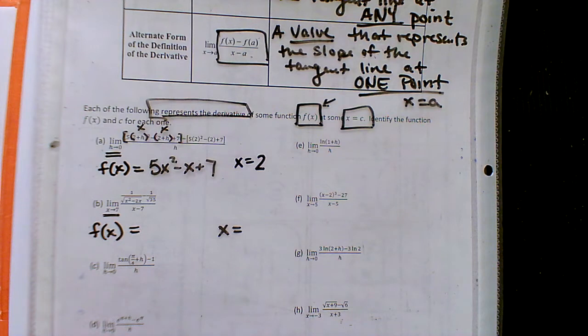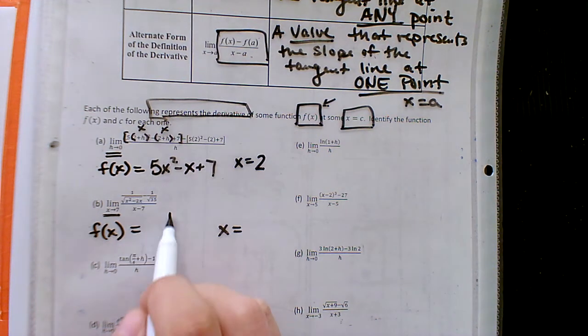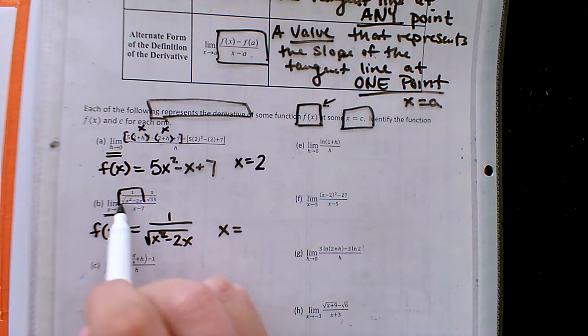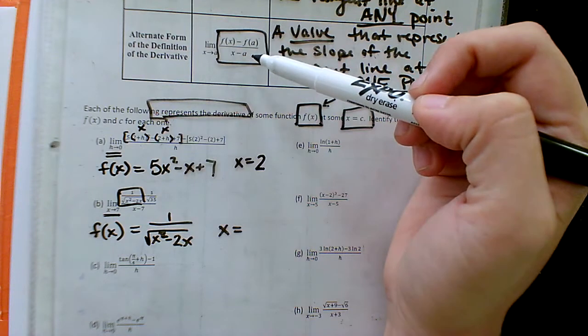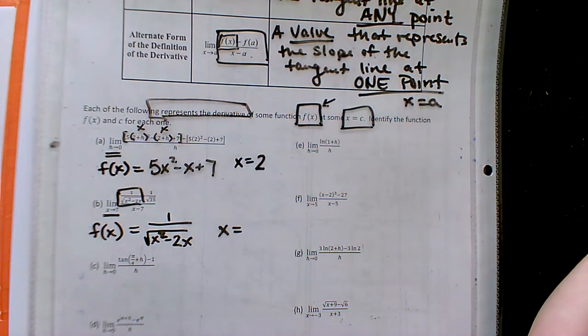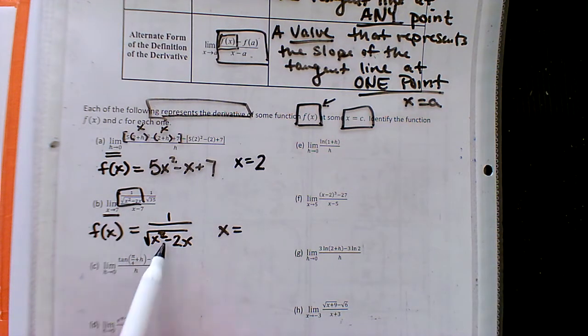What do you think, Anush? I think the function is 1 over the square root of x squared minus 2x. All right, and where were you looking to find that? It's just the first term in the numerator. The first term. Okay, so notice how in this other limit, f of x is just represented by whatever's written first up top, that f of x function. So that's what we can write there.